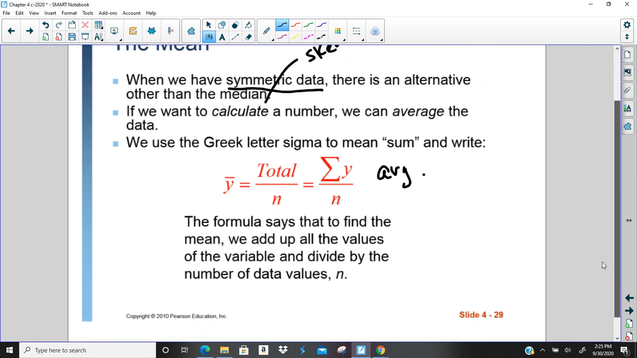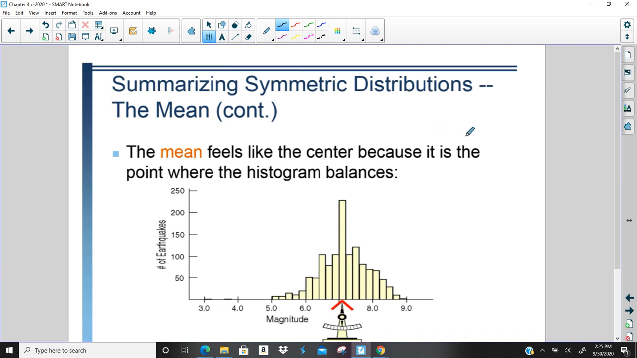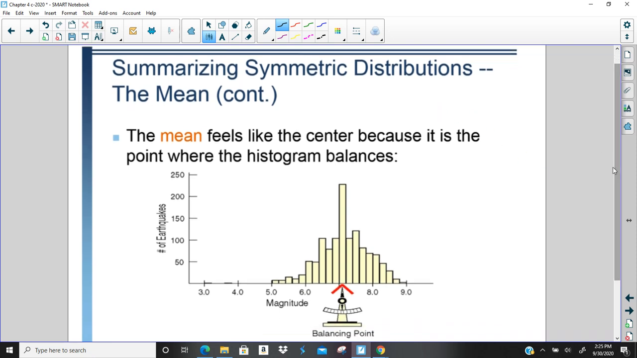Okay, easy enough. The mean feels like the center because it is the point where the histogram balances. So in the case of our problem with the median, we were saying that it was around 7.0. It looks as though based on the data with the earthquakes, it is around 7.0 as well, but it looks like it's a little bit further over, maybe more like within the 7.0 bin. It is the point where it balances.